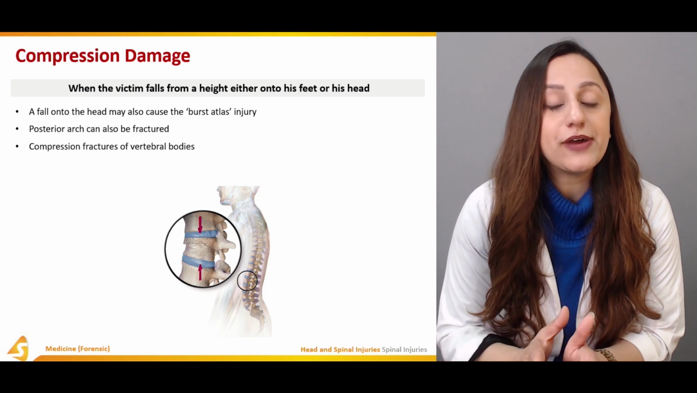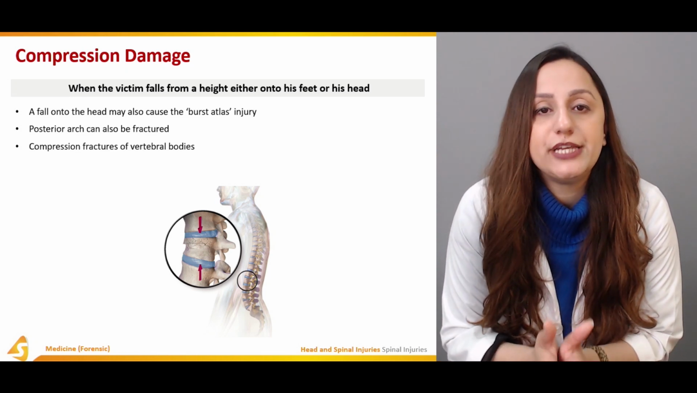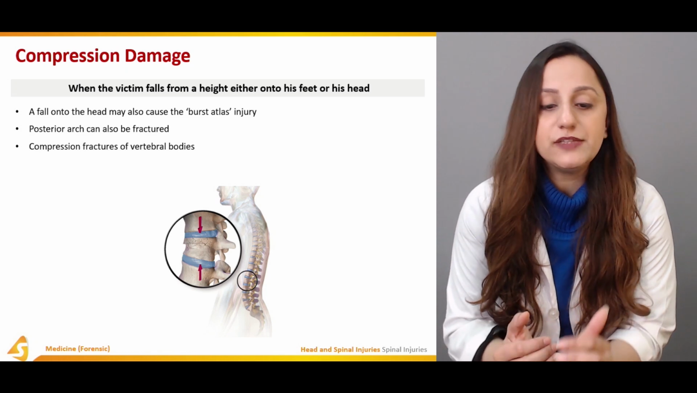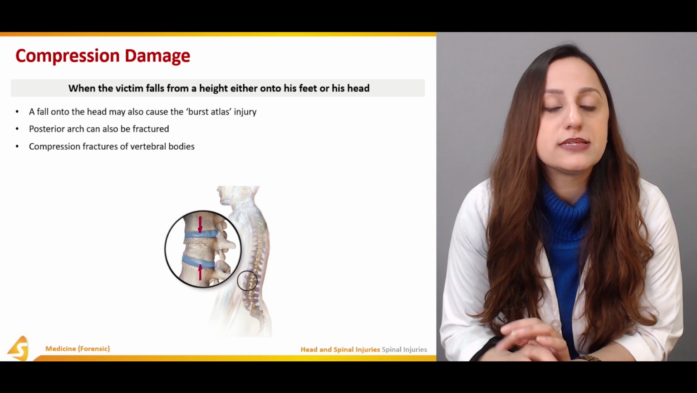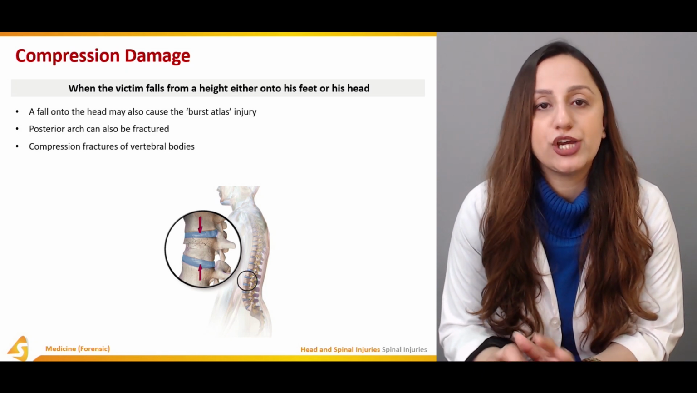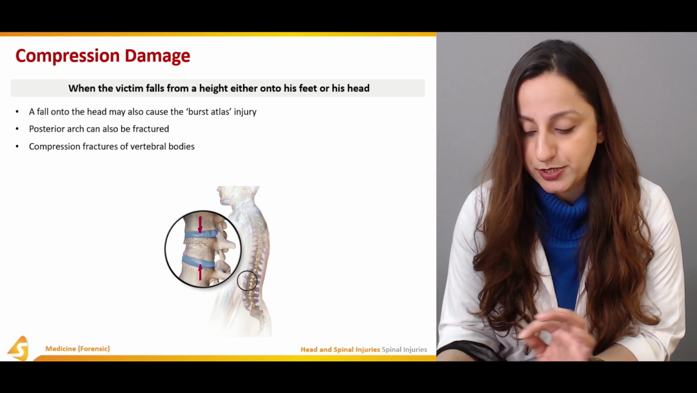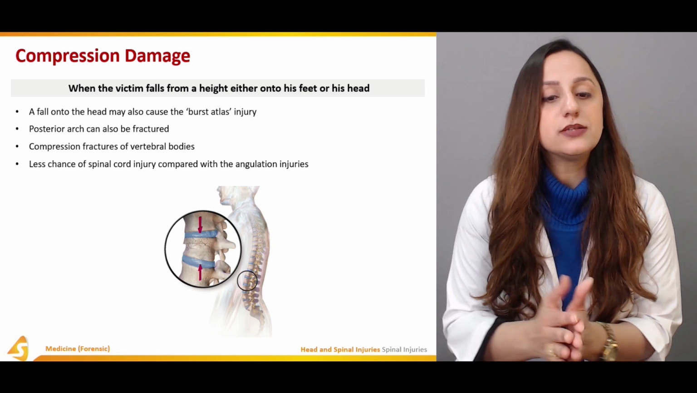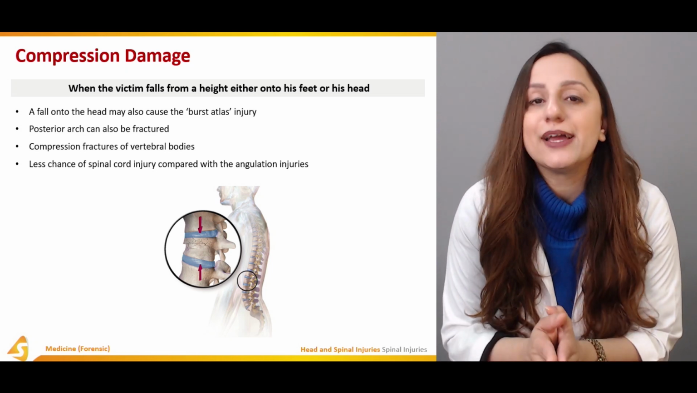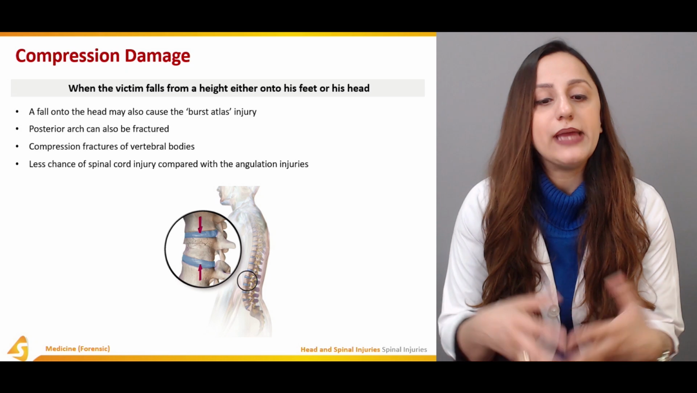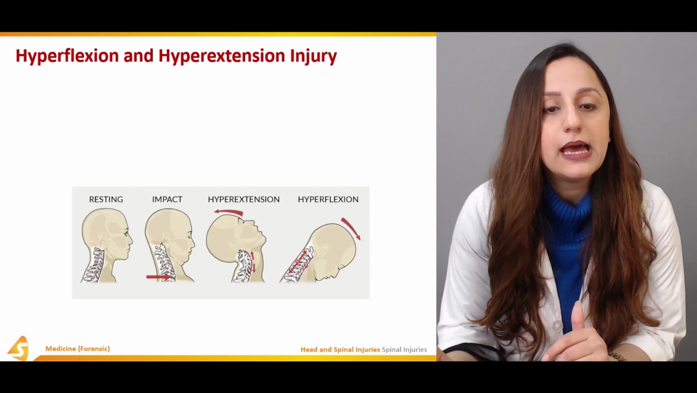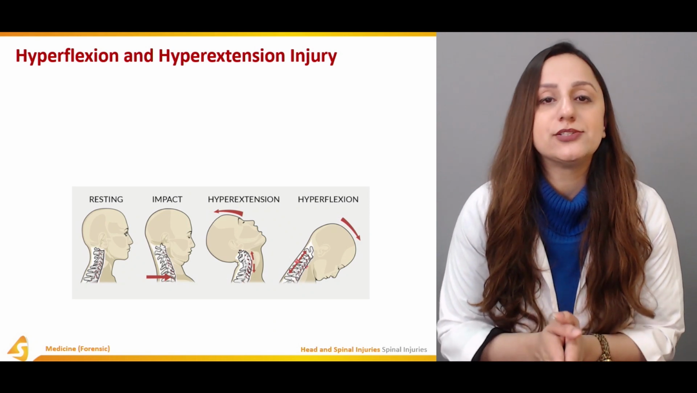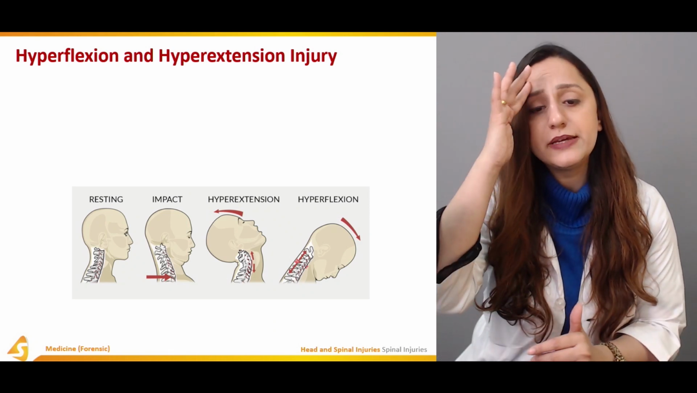And the compression fractures of the vertebral bodies are very important over here. If we have these compression fractures, then this can be very damaging and it can cause severe trauma, and even paraplegia and quadriplegia can be observed in such patients. Now, there is less chance of spinal cord injury compared with the angulation injuries. So the angulation injuries are also very important, and they can be part and parcel of this. The hyperflexion and the hyperextension injuries are very important.